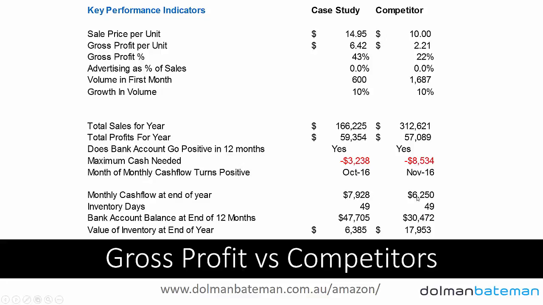The monthly cash flow at the end of the year is higher. They've also, the important thing is, they've got less inventory in stock at the end of the year. So they've only got $6,000 worth of inventory versus $20,000. So the product that is selling cheaper, they're selling more, but they've actually got a higher degree of risk because they've got a greater degree of inventory held up.